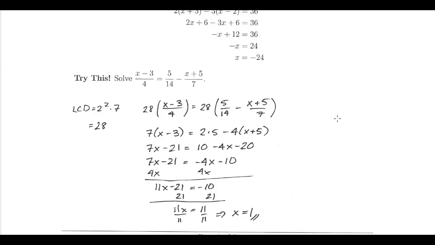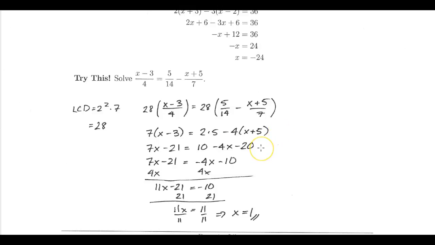Here I looked at 4, 14, and 7. 4 is 2 squared, and 14 is 2 times 7. So I took the LCD to be 2 squared times 7, which is 28, so I multiplied both sides by 28. 4 goes into 28 7 times, so I'll have 7 times the numerator x minus 3. 14 goes into 28 twice, so I'll have 2 times 5. 7 goes into 28 4 times, so I'll have minus 4 times x plus 5.